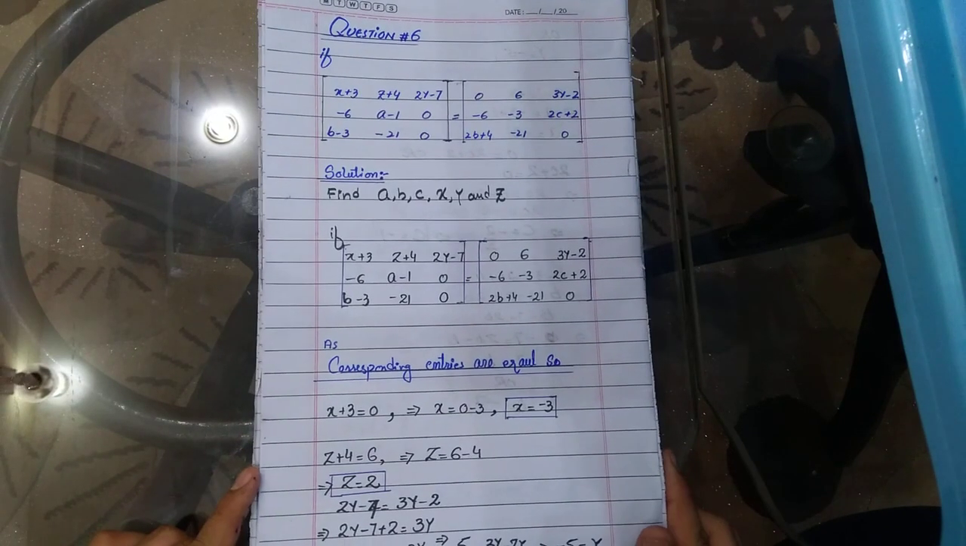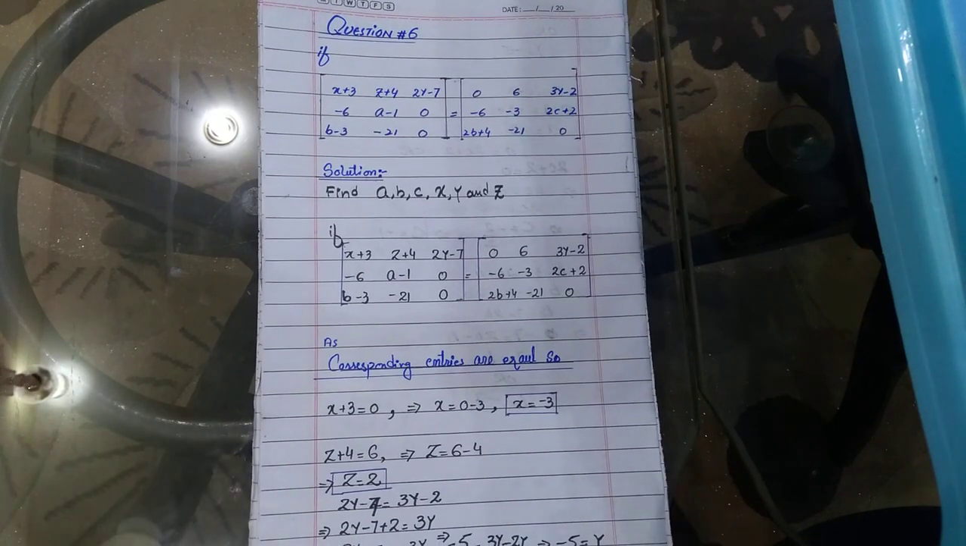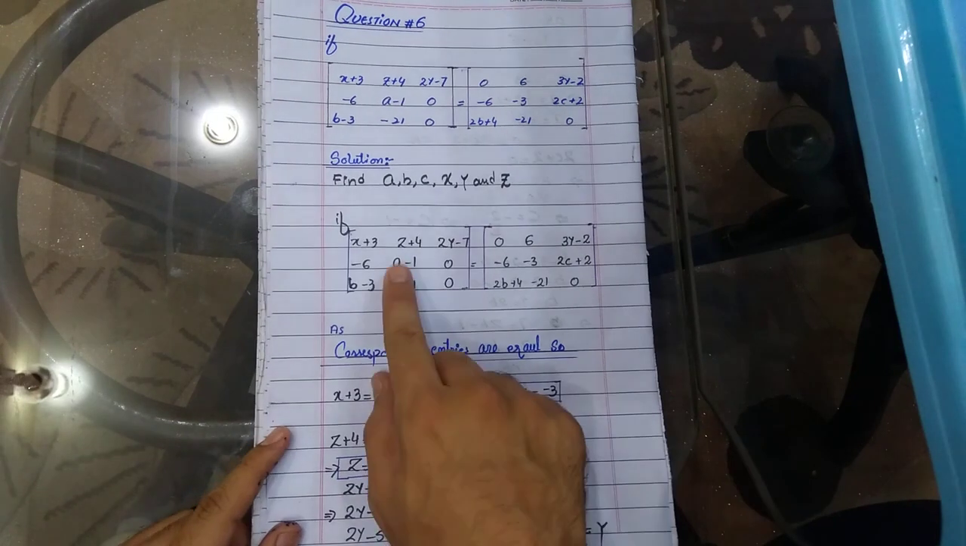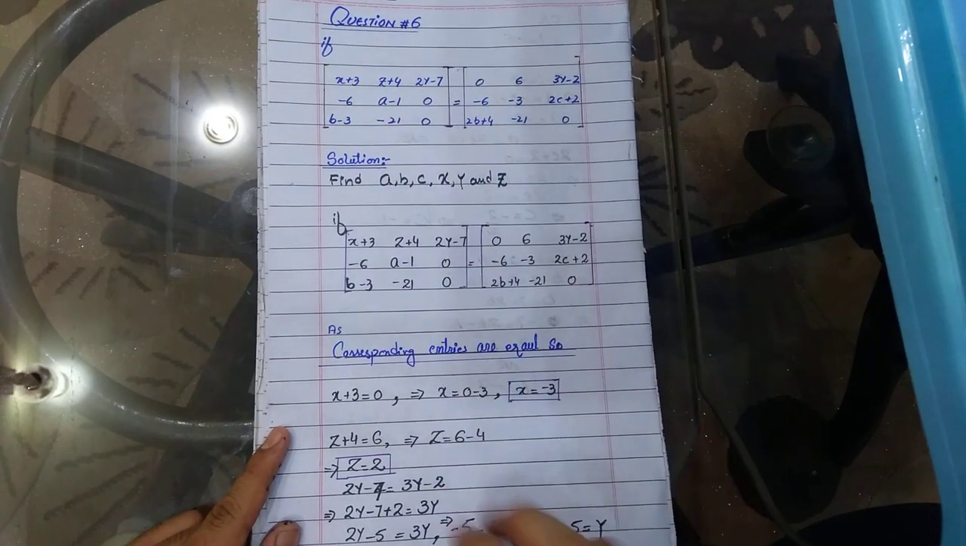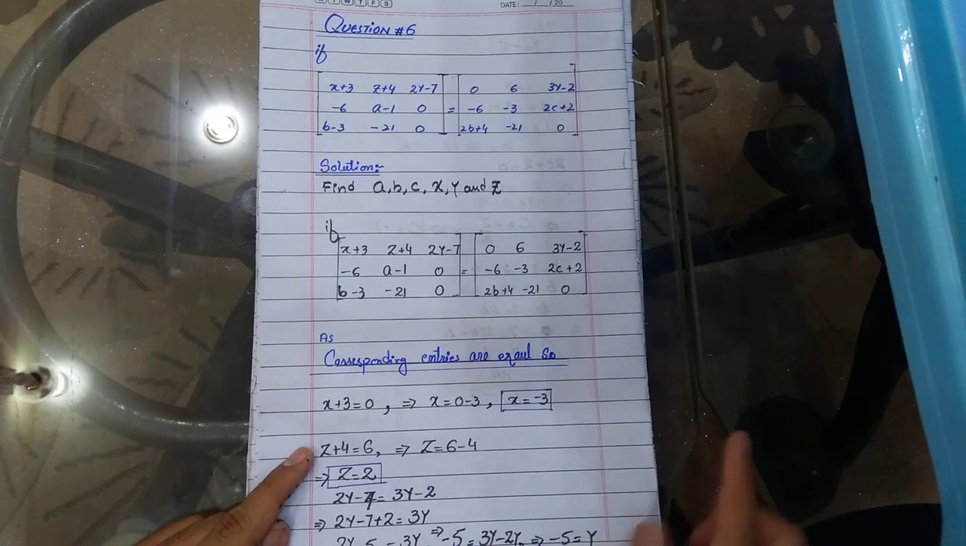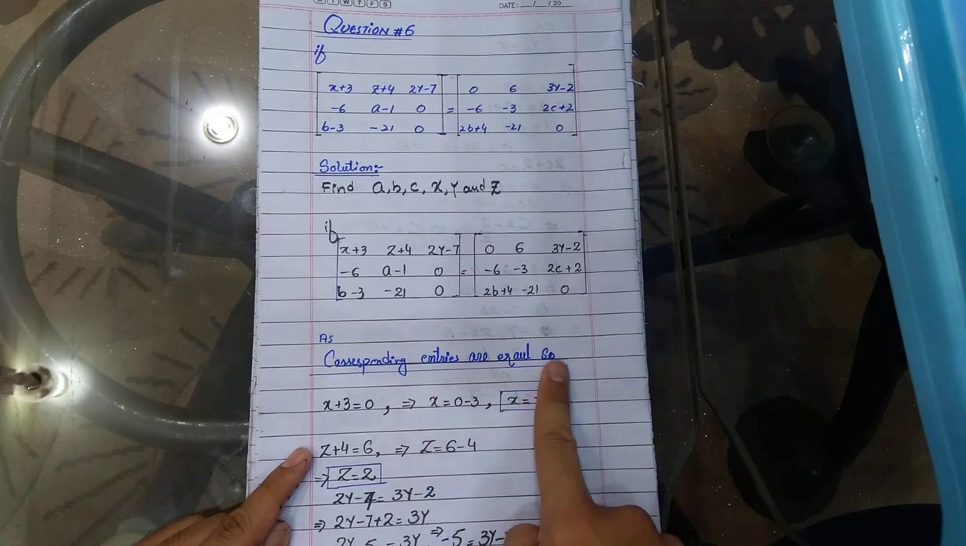Now student, over to question number 6. Again, page is 6, exercise 1.1. Here question number 6 is demanding us to find a, b, c, x, y, z, and the condition is the same, student, that this matrix is equal to this matrix. Now if the two matrices are equal, you can say that their corresponding entries are also equal.